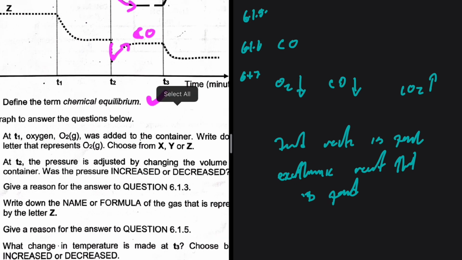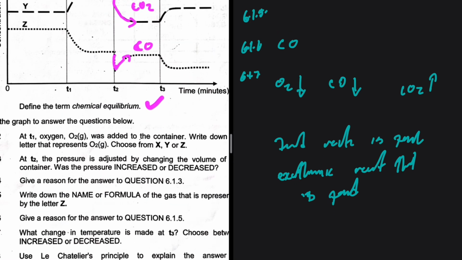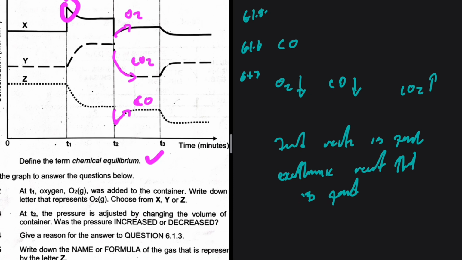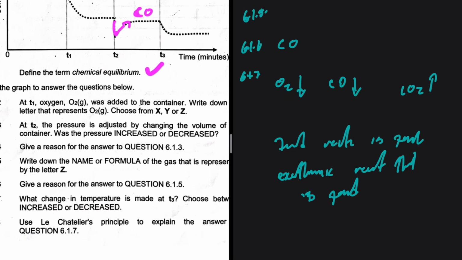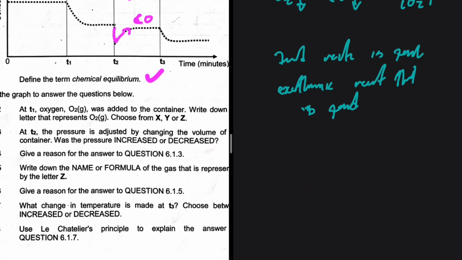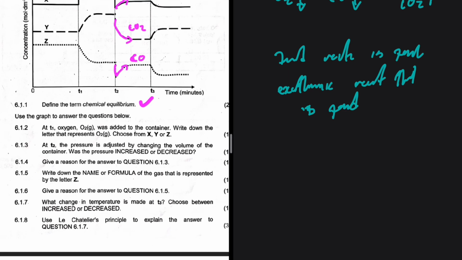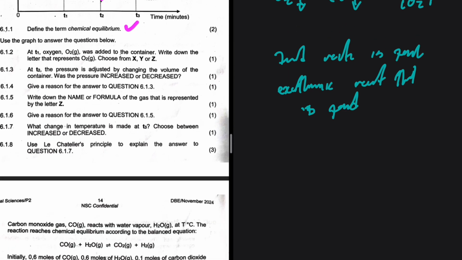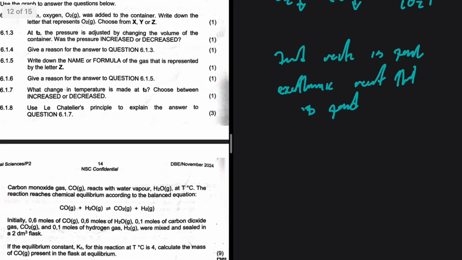So what change was made to the temperature at T3? If exothermic is favored, temperature was decreased, and if temperature is decreased, exothermic must be favored so that the temperature increases, because exothermic releases energy. That is 6.1.7, and we have answered 6.1.8. Use Le Chatelier's principle to explain the answer to 6.1.7.